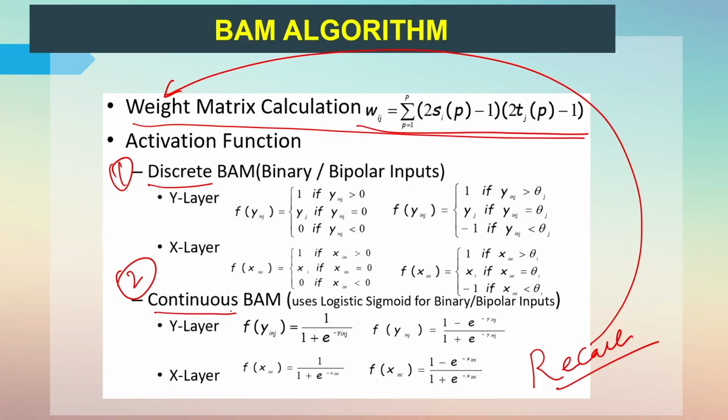If your data contains only discrete numbers, what kind of activation can I use? I can use either binary or bipolar inputs. Accordingly, in the X layer, the net input y in j is calculated: it is 1 if y in j is greater than 0, it stays the same if it is equal to 0, and it is 0 if it is less than 0. Likewise, y in j for the bipolar category, you have -1 instead of 0, and the threshold value is some theta.